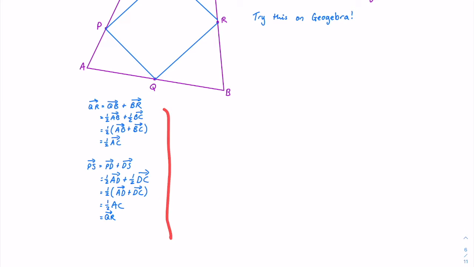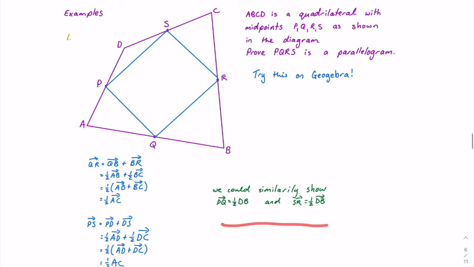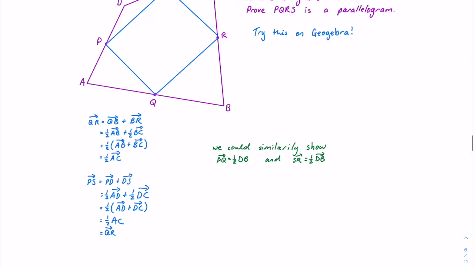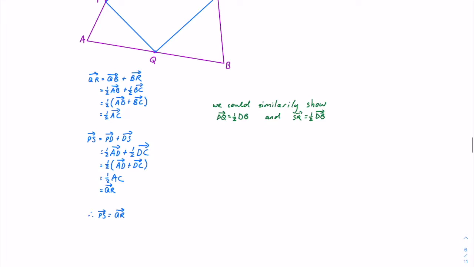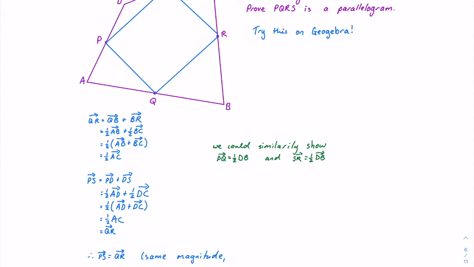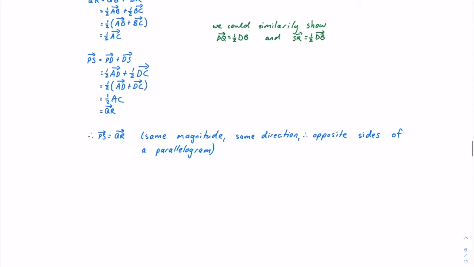So those two are equal vectors. If they're equal, they have the same magnitude in the same direction, so therefore they are parallel. We could similarly show that PQ is equal to SR, that they're both equal to half of DB. We don't need to do that for this proof. Being parallel, having the same direction and the same length is sufficient to prove it's a parallelogram. So because the vector PS is equal to the vector QR, they've got the same magnitude and the same direction, therefore they're the opposite sides of a parallelogram. So that's our proof done.